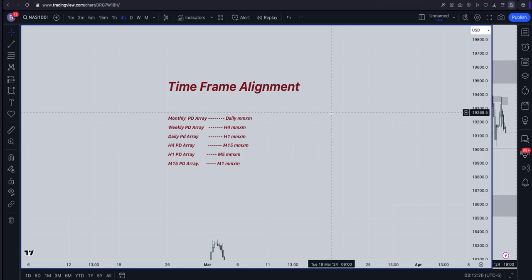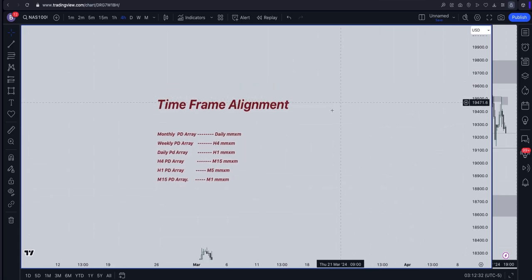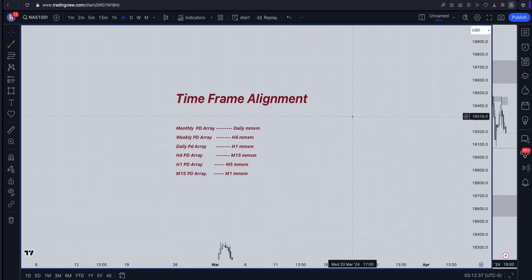No matter what model you trade, no matter what strategy you trade, no matter what concept you use, without time frame alignment, trust me, I don't know how you're doing it. If you're profitable without time frame alignment, I don't know how you're doing it. So this video is gonna be really short because there's nothing much there.